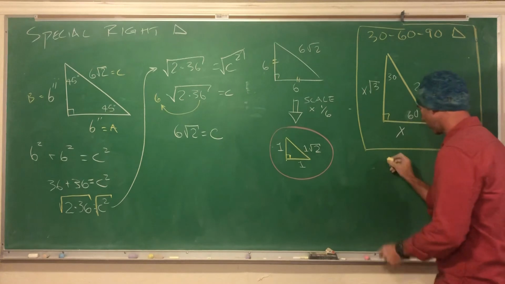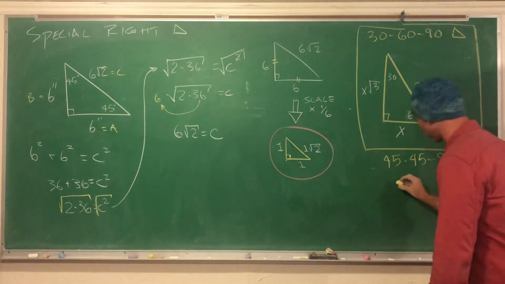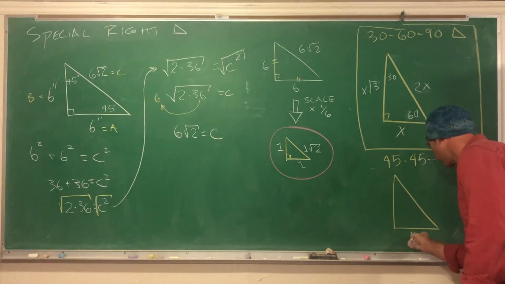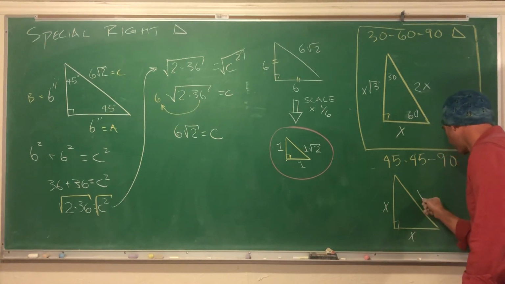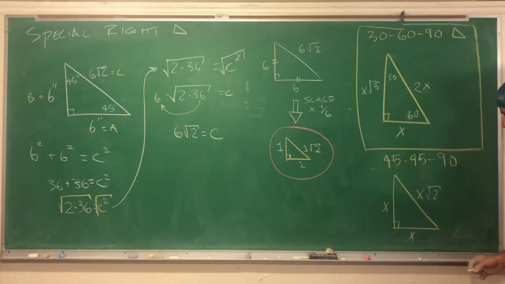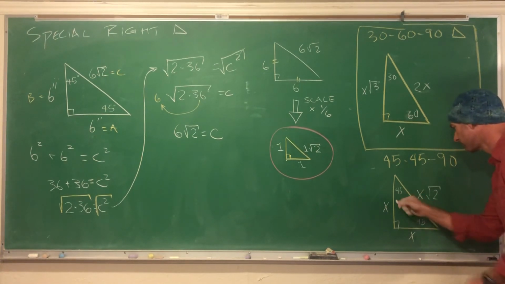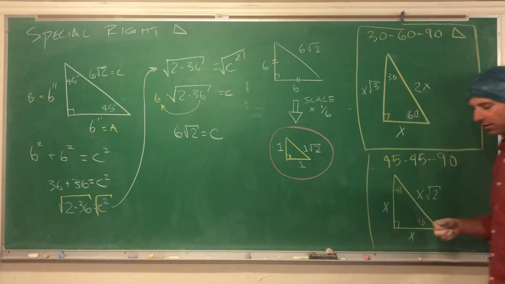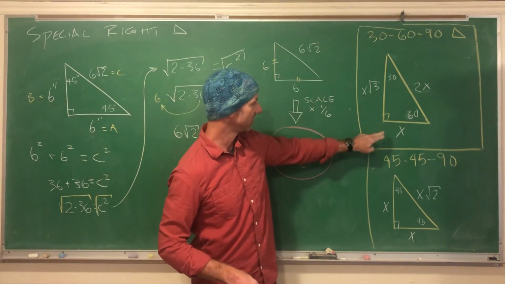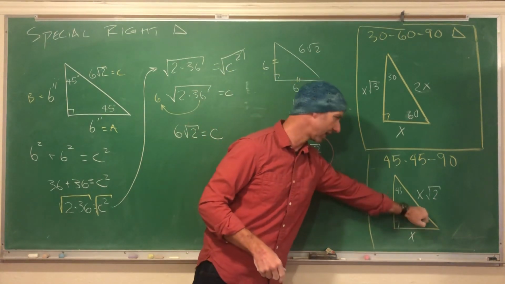So we have a 45, 45, 90 special right triangle, where my side lengths are x, x, x times the square root of 2. These two special right triangles will get you through quite a bit. Again, 30, 60, 90 is x, 2x, x root 3. 45, 45, 90 is x, x, x times the square root of 2.